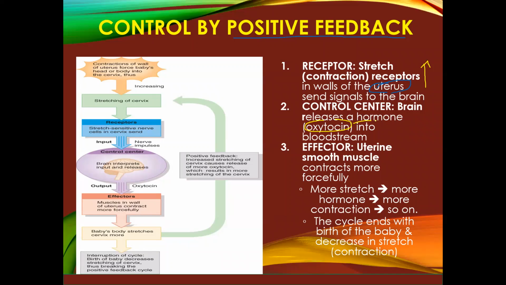The oxytocin will go to the uterine wall to increase contractions more. So the response is actually adding to the stimulus. So the stimulus increases, the response then increases it more until the baby is born. So this is the positive feedback system. If the stimulus decreases, for example, then the response will decrease it more. So this is also a positive feedback system. So the response will always add to the stimulus.